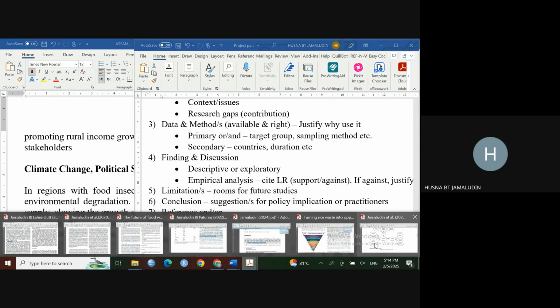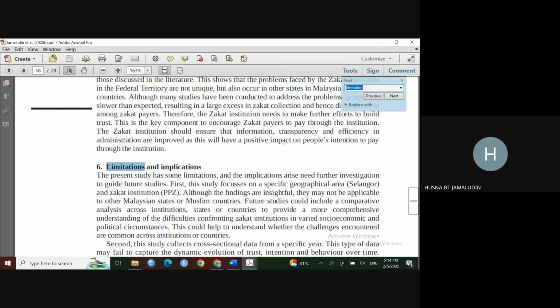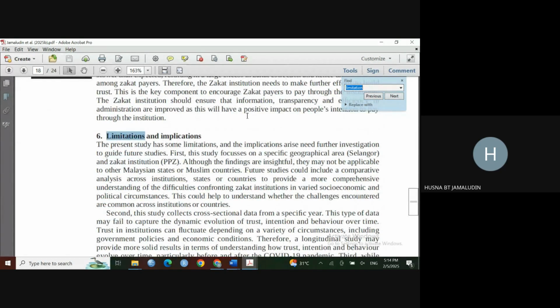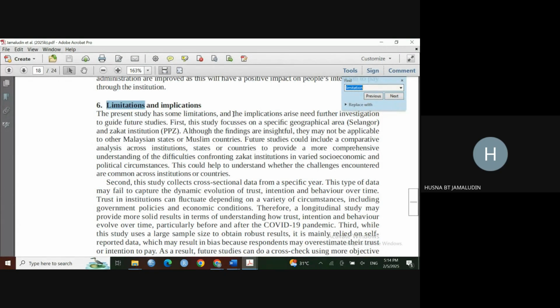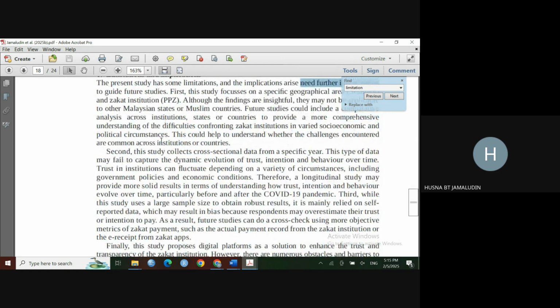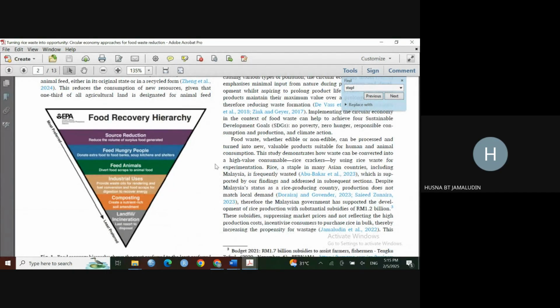So let me show you in the Zakat paper. I don't know where it is, I will just type limitation. Although I have reviewed the whole paper on Zakat, there are still a few limitations. Because of the limitation, you need further investigation. You want to allow room for future study. So you list down whatever your limitations are. Look at here. Do you have a limitation here? There must be a limitation.